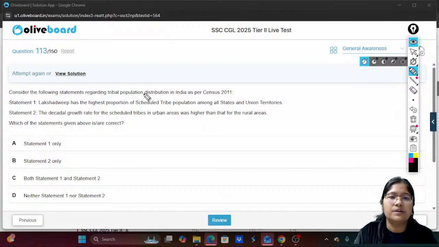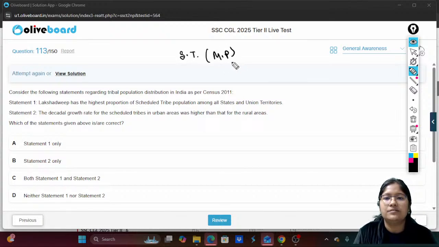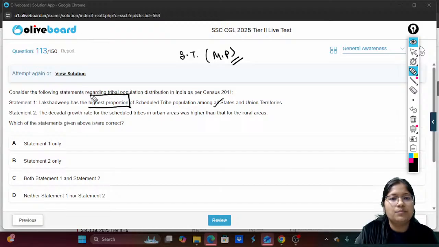Consider the following statements regarding tribal population distribution in India as per the Census 2021. Lakshadweep has the highest proportion of scheduled tribe population among all states and union territories. Now there can be two questions. One is which has the highest scheduled tribe. Then Madhya Pradesh is your answer for the highest scheduled tribe. And another is scheduled tribe population among all states and union territories. They are saying in terms of both included.